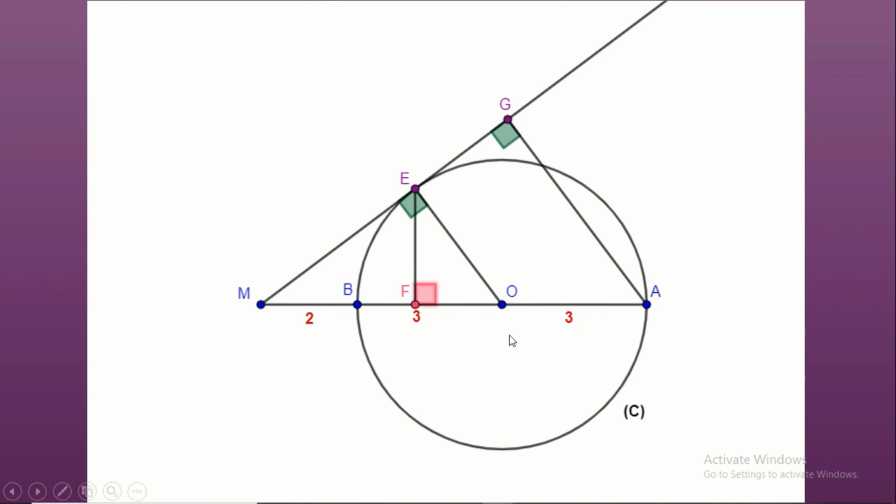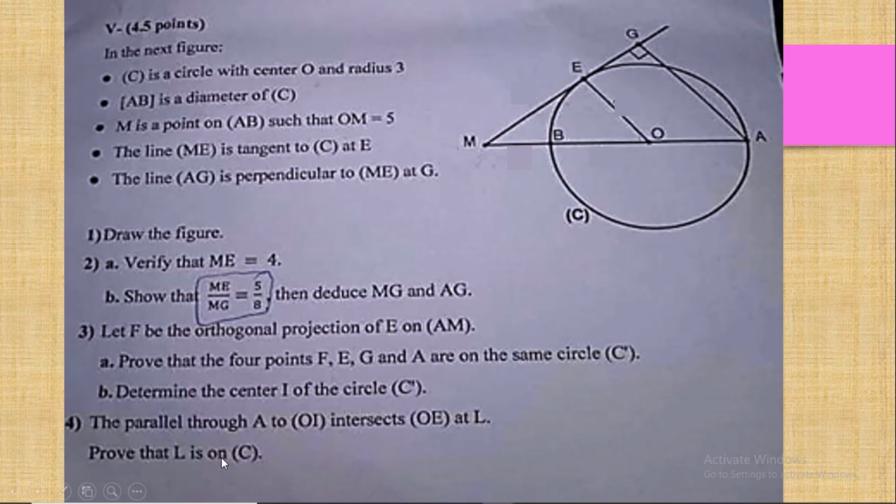Note that when we are counting these points, we have an angle 90 degrees at the vertex F and another angle 90 degrees at the vertex G. Can't we say here we have two right triangles having the same hypotenuse, which is EA? Then the four vertices F, E, G, and A are on the same circle whose diameter is EA, and sure, the center of the circle is the midpoint I of this diameter. They are asking us to determine the center of the circle. We have just determined it.